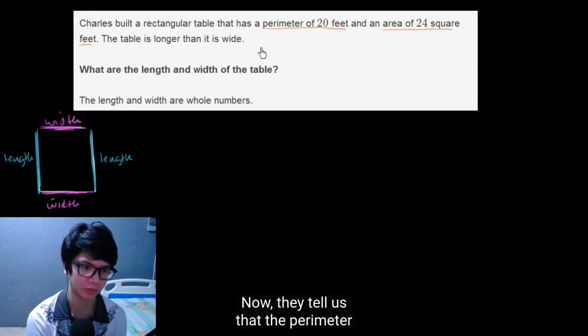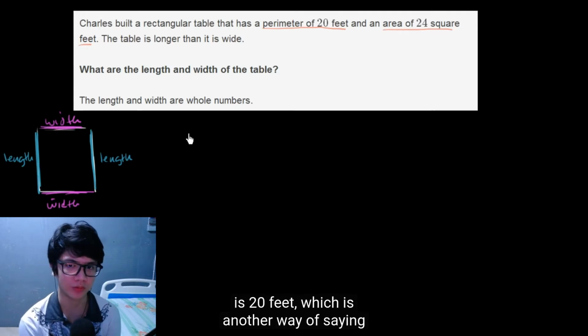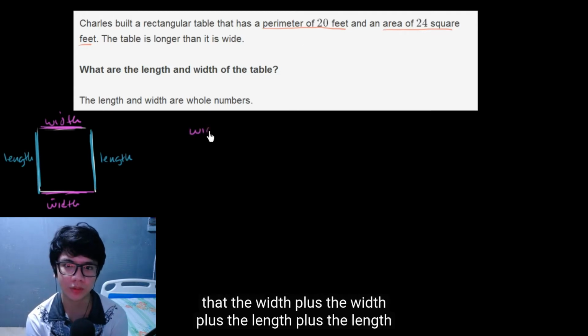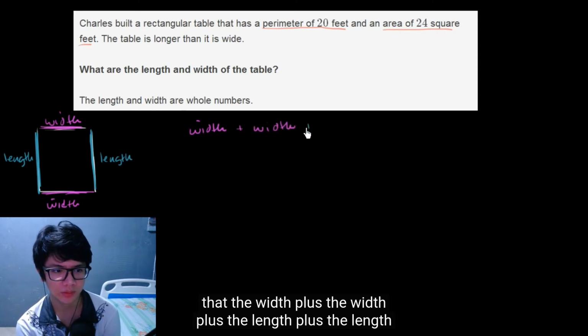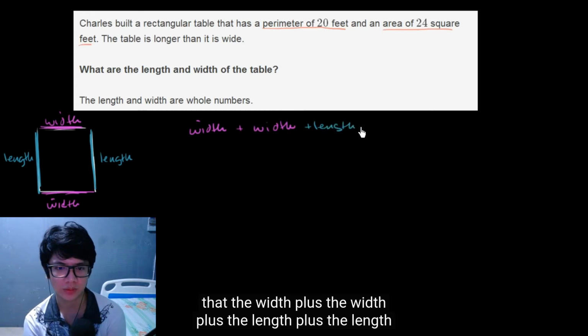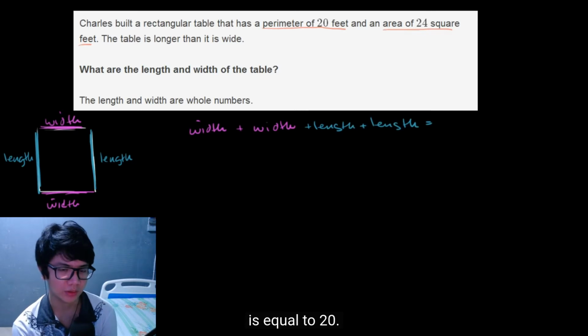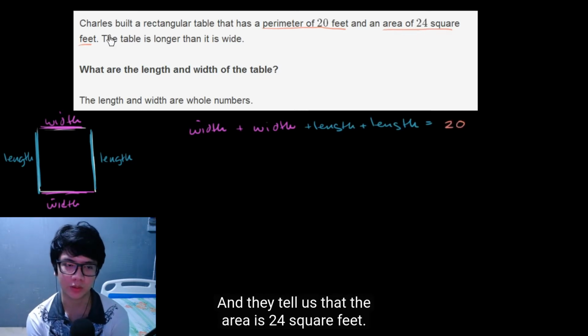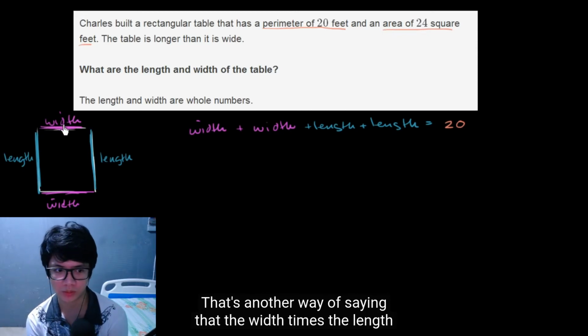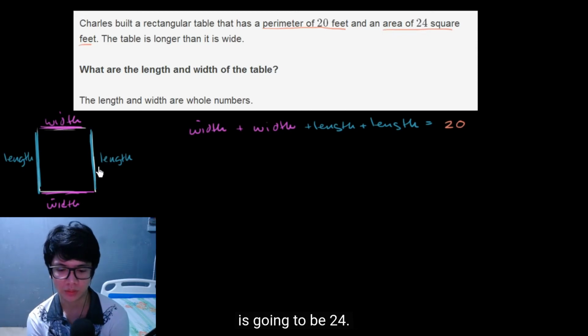Now they tell us that the perimeter is 20 feet, which is another way of saying that the width plus the width plus the length plus the length is equal to 20. And they tell us that the area is 24 square feet. That's another way of saying that the width times the length is going to be 24.